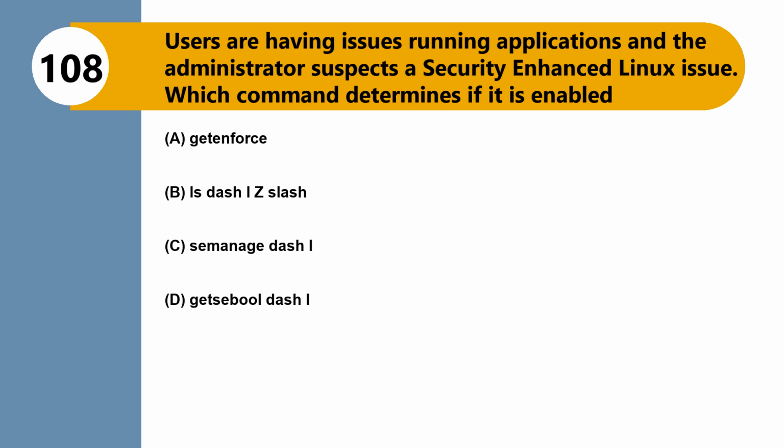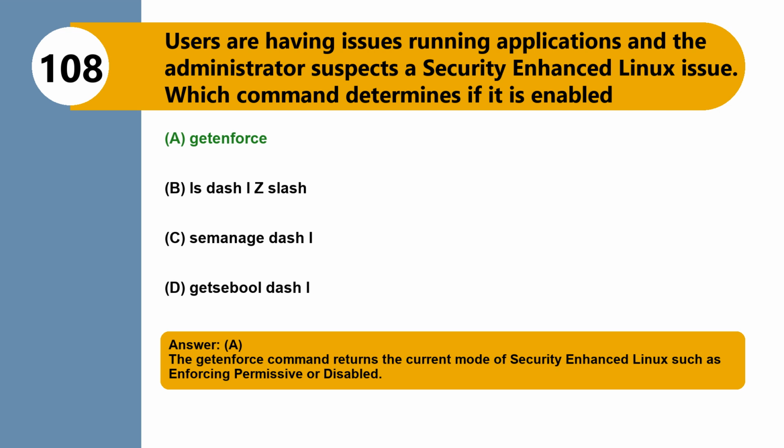Question 108. Users are having issues running applications and the administrator suspects a Security-Enhanced Linux issue. Which command determines if it is enabled? Option A, getenforce. Option B, ls -lZ. Option C, semanage -l. Option D, getsebool -l. The correct answer is option A, getenforce. The getenforce command returns the current mode of Security-Enhanced Linux, such as enforcing, permissive, or disabled.